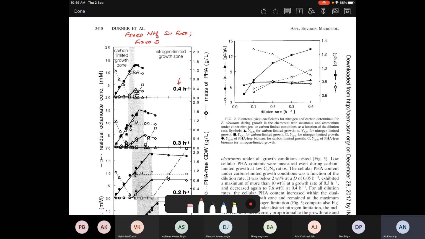Why? Because I told you that the Monod model typically works for limitation of any kind. It could be carbon limitation, it could be nitrogen limitation. But the stoichiometric coefficients are different. So for carbon limited regime, for example, the carbon is used very efficiently. But in the nitrogen limited regime, it's the nitrogen that is used efficiently. So the yields, the so-called stoichiometric coefficients, are different in these two regimes.